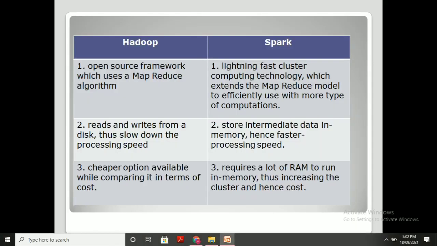Now if we see, Hadoop is a cheaper option as compared to Spark, because in terms of cost Hadoop is much cheaper than Spark, whereas Spark requires a lot of RAM to run the in-memory computation. Thus the cost increases due to the RAM size or due to the in-memory computation.